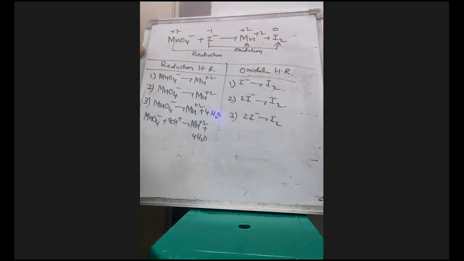Now, balance the charges. Here it is a minus 1 charge, and here it is plus 8. Overall, how much? Plus 7. On the product side, Mn plus 2 is plus 2 charge, and H2O is 0 charge, so the overall charge is plus 2. Now, how many electrons need to be added? Bigger number minus smaller number: 7 minus 2 is 5. So 5 electrons need to be added.